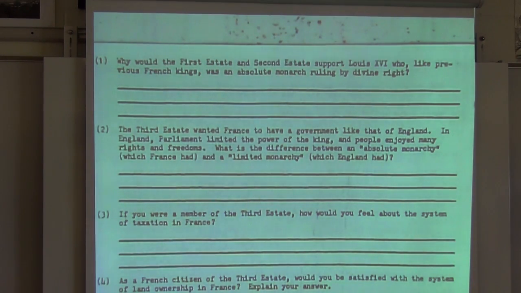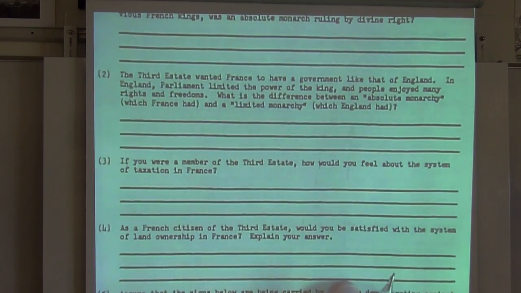They benefited from it. The Third Estate wanted France to have a government like England. In England, Parliament limited the power of the king, and people enjoyed many rights and freedoms. What is the difference between an absolute monarchy, which France had, and a limited monarchy, which England had? I'll give you 2 words, ladies and gentlemen. Magna Carta. Remember the Magna Carta in England?